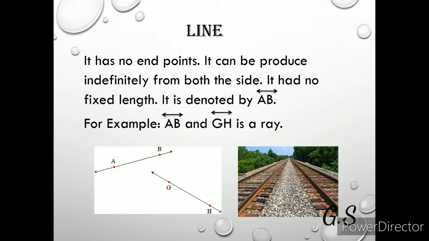Now what is a line? It has no endpoint. It can be produced indefinitely from both sides. Why? Because this arrow shows that it is a line, and it can be extended from both ends. So we say that it has no fixed length. It is denoted by a small line drawn at the top, like PQ. From real life, a railway track is an example of a line, because the track has no endpoint. It goes on and on.